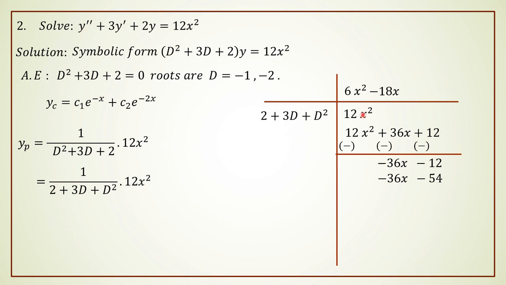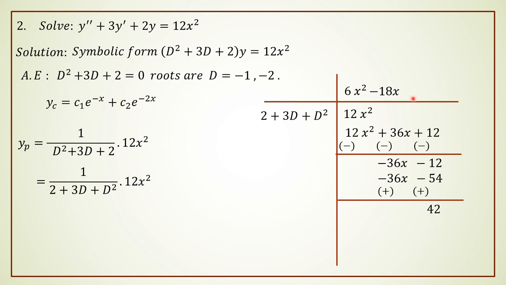3 into derivative of minus 18x. What is the differentiation of minus 18x? It is minus 18. Minus 18 into 3 is minus 54. And d square of minus 18x is anyway 0. Okay. So what do you have? Just change the sign. So you have 54 minus 12, that is 42.